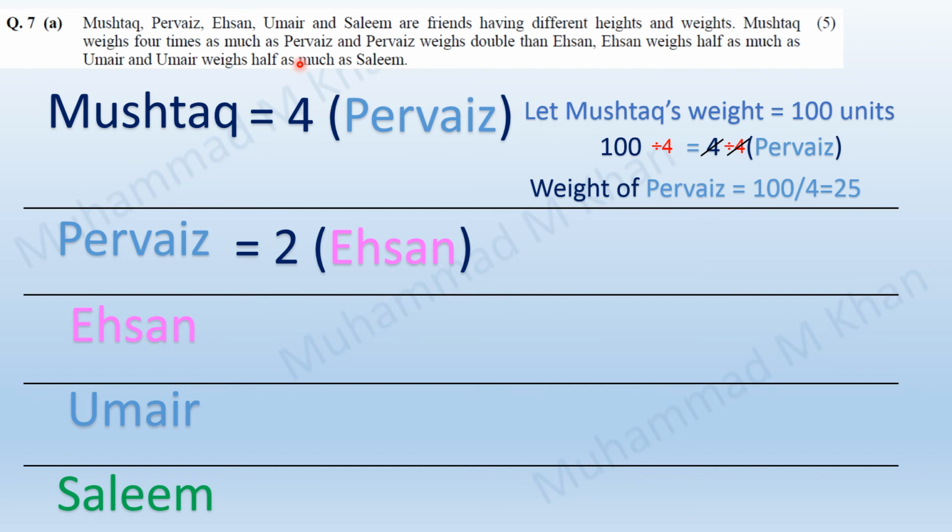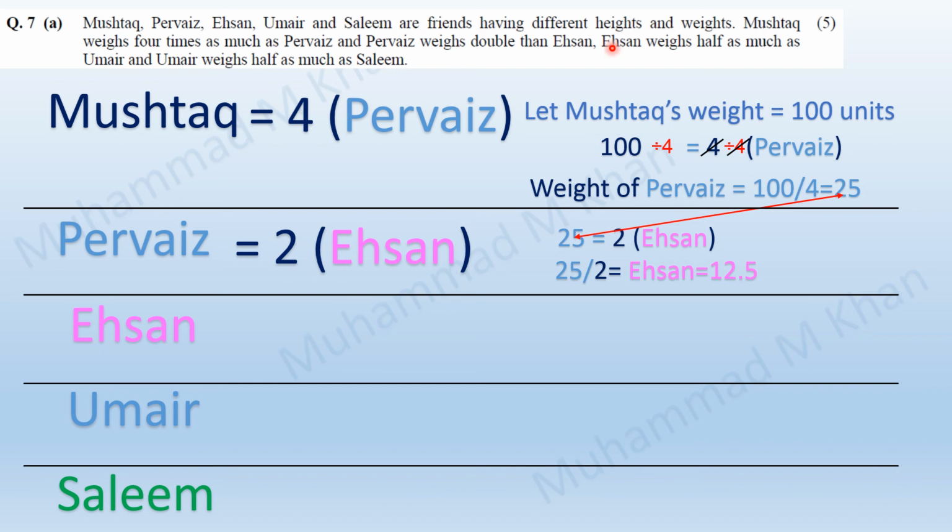Then the additional information given is that Parvez weighs double that of Ihsan. Then the weight of Parvez will be equal to 2 multiplied by the weight of Ihsan. But the weight of Parvez that we have just calculated is 25. So putting in the values, 25 will be equal to 2 into the weight of Ihsan. Solving for the weight of Ihsan, 25 divided by 2 gives 12.5 units, which is the weight of Ihsan.